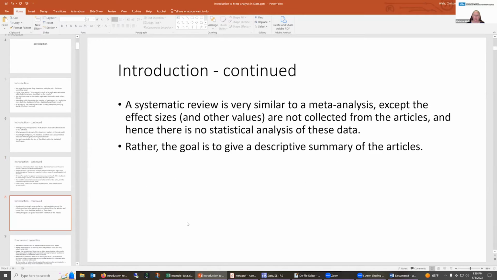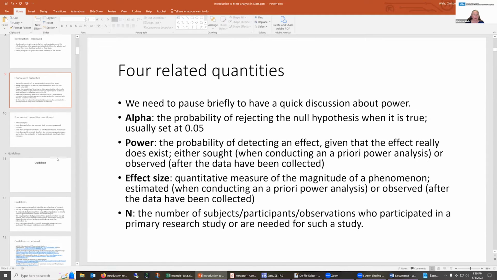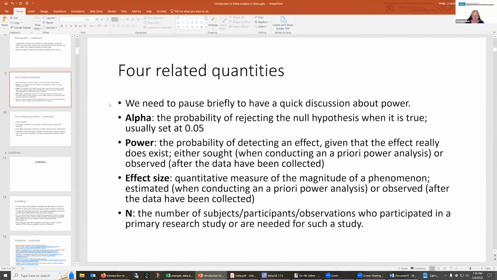All right, what else do we have here? A systematic review is very, very similar to a meta-analysis, except the effect sizes and possibly other values aren't collected from the articles. And so there's no statistical analysis here. But a systematic review is one of those things that you almost have to do in the process of doing the meta-analysis.